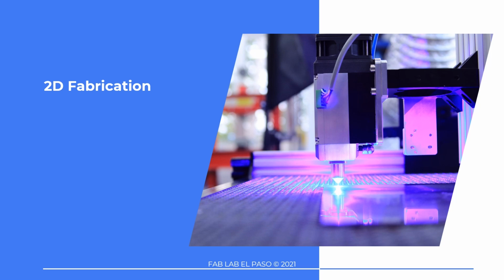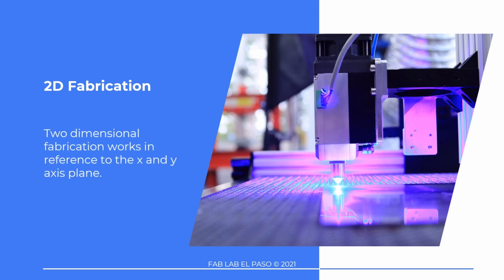So what does it mean to fabricate something? Well, to start off, fabrication is the action or process of manufacturing or inventing something, a product. In this case, when we are talking specifically about 2D fabrication, we will be creating these inventions in a two-dimensional space. Thus, the product we make will be created in reference to the X and Y axes.